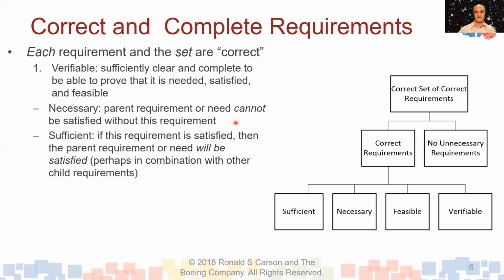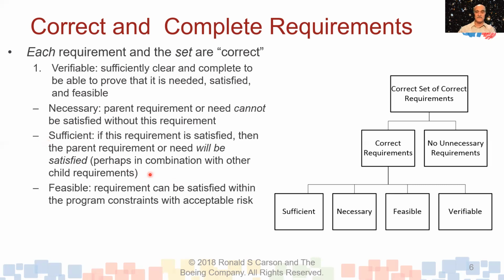The sufficiency criterion means that if this requirement is satisfied as it's worded, and that harkens back to the idea of verifiability, because if it's not verifiable, I may not be able to determine these things, then the parent requirement or need will be satisfied. That's a deterministic assessment, although sometimes that may be in combination with other requirements at that same level, sometimes allocated to other entities in the architecture. But with this requirement and all others that are associated with it, we can deterministically prove that we can satisfy the parent requirement. That is, this requirement is sufficient to satisfy the parent requirement.